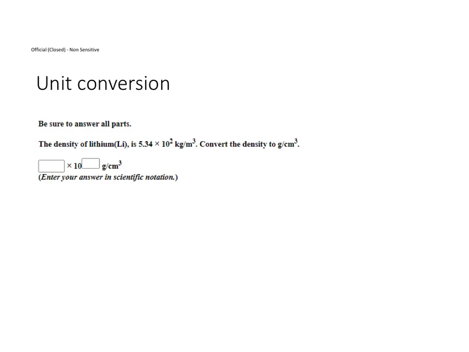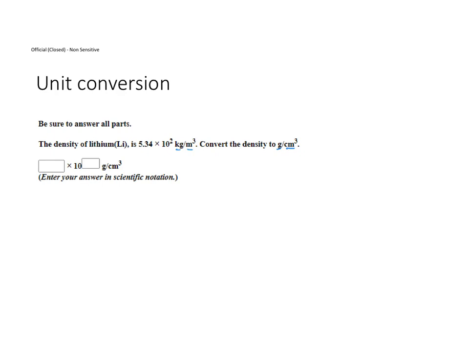Let's recap how to do a unit conversion. Here we have the density of lithium, which is 5.34 times 10 to the power of 2 kilograms per meter cube. Convert the density to grams per cm cube. So here we actually have two unit conversions to do. Firstly, from kilograms to grams, and secondly, from meters cube to cm cube. So let's come up with the conversion factors first.